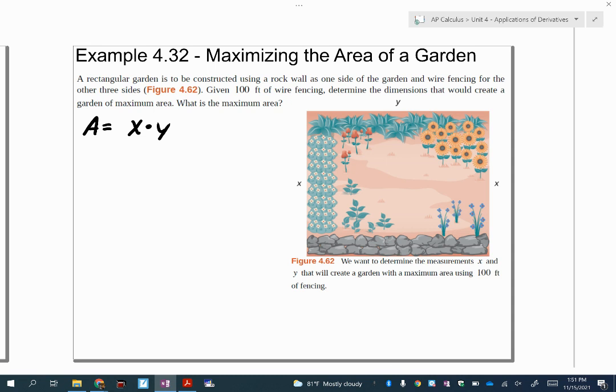However, you'll notice that we have a constraint that deals with the total amount of wire fencing in feet. So that's where I'm going to think of the perimeter, which is adding up the side lengths around the rectangle. But in this case, it's a little different. We have two X's, but we only have one Y to worry about, because the rock wall is going to serve as one of our sides. So we only have to worry about one side length for Y, and this has to be equal to 100. The next step is to isolate Y. So Y equals 100 minus 2x, moving 2x over.